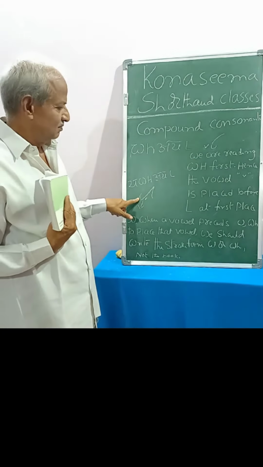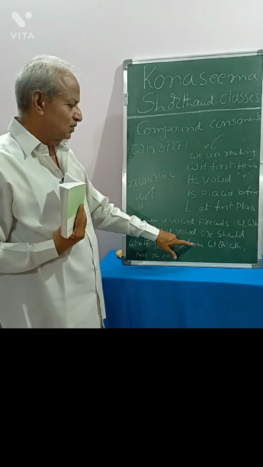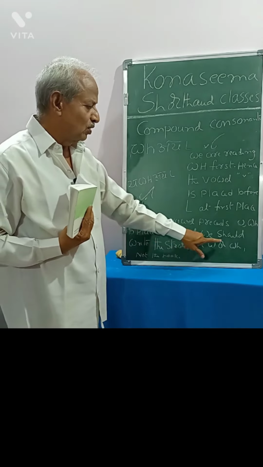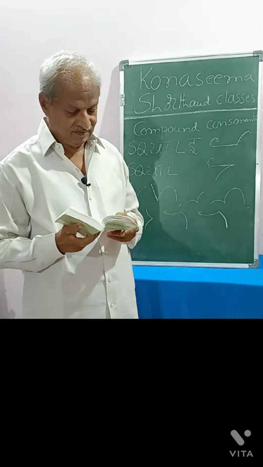So, when a vowel precedes W or WH, to place that vowel, we should write the stroke form W or WH, not the hooked form. So, "while" is to be written with the hooked form and "a while" is to be written with the stroke form, so as to enable us to place this vowel.